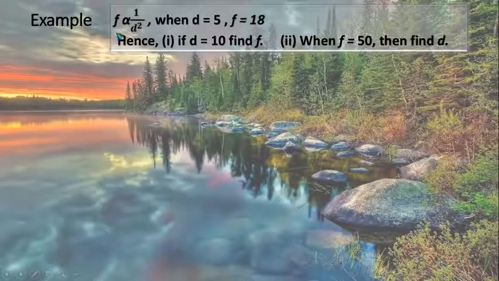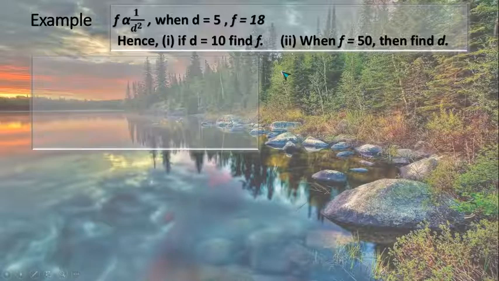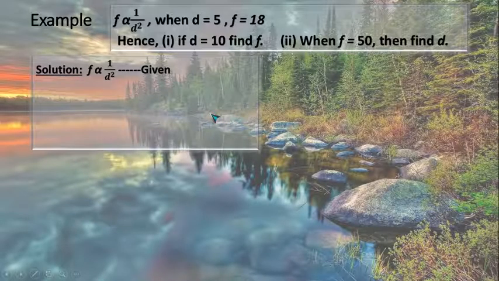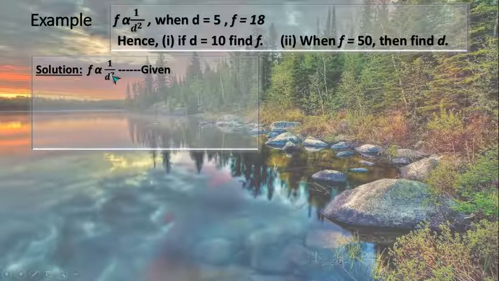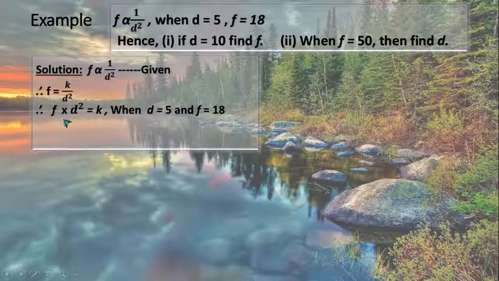Example, f is inversely proportional to d square. When d is equals to 5, f is equals to 18. Hence, if d is equals to 10, find f, and when f is equals to 50, find d. Solution, it's already given that f is inversely proportional to d square. Therefore, f is equals to k upon d square. Therefore, f into d square is equals to k.